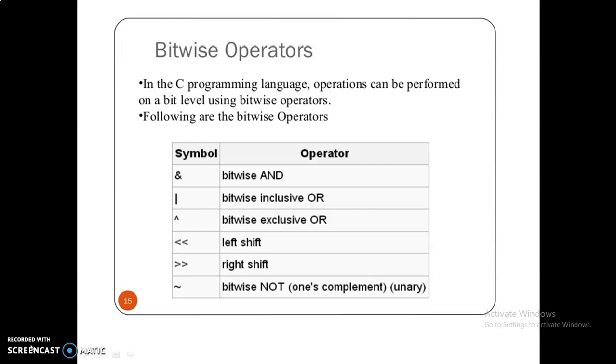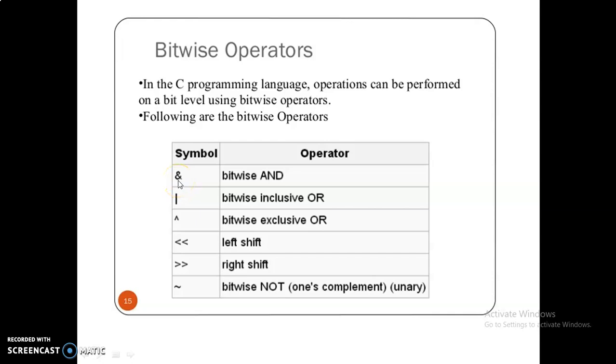In the C programming language, operations can be performed on a bit level using bitwise operators. These are the following bitwise operators. This is the symbol of the bitwise operator, and this is the meaning of the operator.